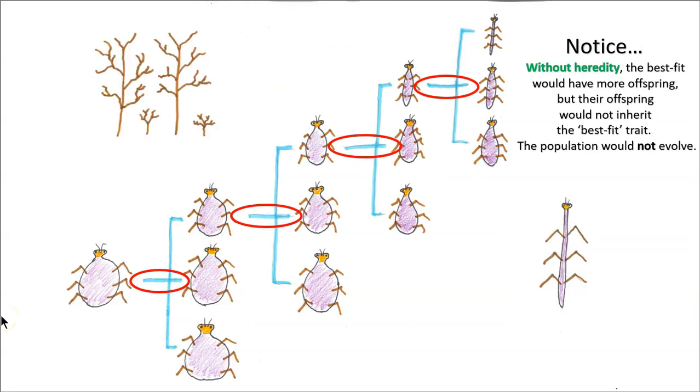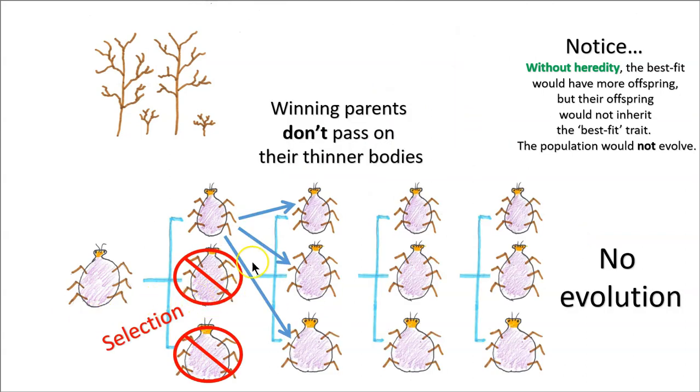Notice that without heredity, the best fit would have more offspring, but their offspring would not inherit the best fit trait. The population would not evolve. Again, we'd have a situation like this. So here's our generation. We have variation, and if there's still selection, so there's predators, they're going to eat the thicker bugs, leaving the thin ones to reproduce. But if the trait is not heritable, then the thin-bodied one is going to have all kinds of variation in the body shapes in their offspring. So the second generation is going to look like the first because body shape is not heritable. So heredity is key to preserving the fit traits in the next generation.